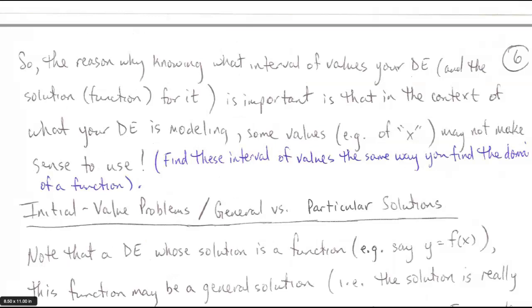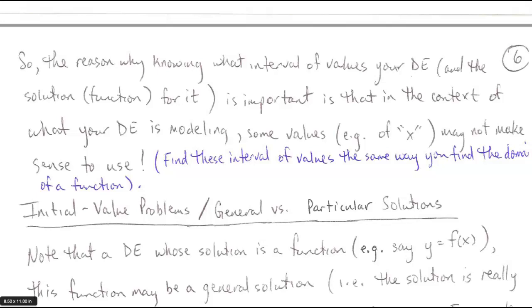All right, so the reason why knowing what interval of values your differential equation and the solution function for it is defined on is important is that in the context of what your differential equation is modeling, some values of x may not make sense to use, okay? So for instance, if I'm talking about modeling how a pendulum swings back and forth, I'm going to start at time as my independent variable, being time that's 0 or higher.